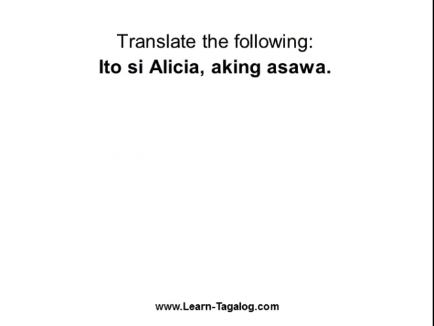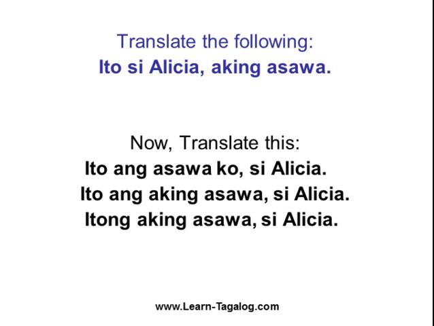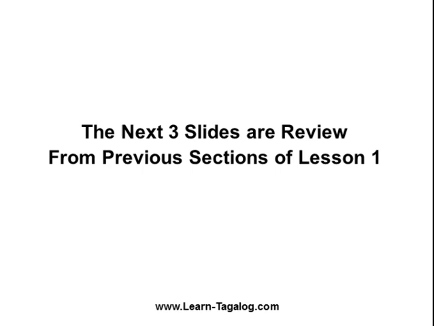Okay, translate the following. Ito si Alicia, aking asawa. What does that mean? Okay, that meant this is Alicia, my wife. Now translate each of these. Ito ang asawa ko, si Alicia. Ito ang aking asawa, si Alicia. And itong aking asawa, si Alicia. They all mean this is my wife, Alicia. Correct? Okay. The next 3 slides are review from previous sections of Lesson 1.